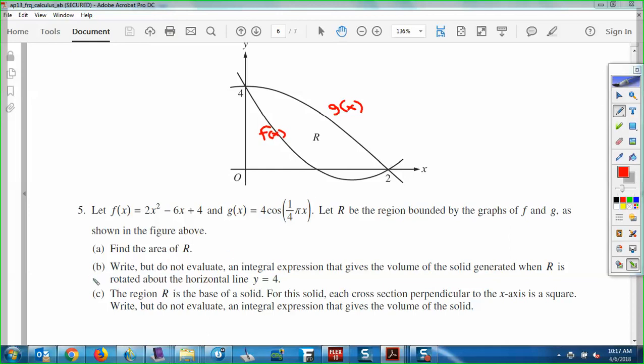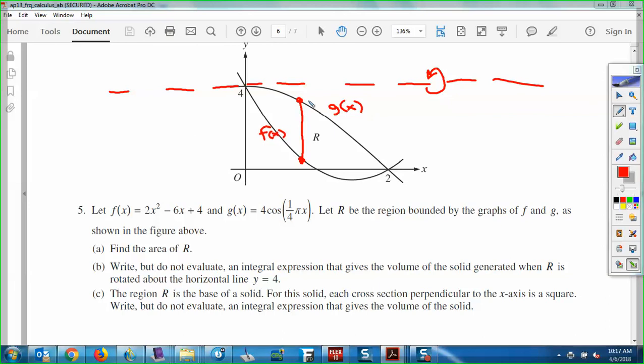But okay, so let's look at B. B says write but do not evaluate an integral that gives a volume when you revolve this around y equals 4. Well, here's y equals 4 right here. Okay? Now we're going to revolve around that. So here's my strip right here. What is that strip? Yeah, this strip is g of x minus h of x.